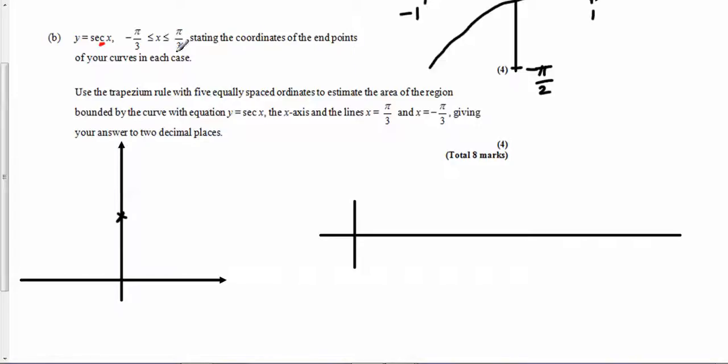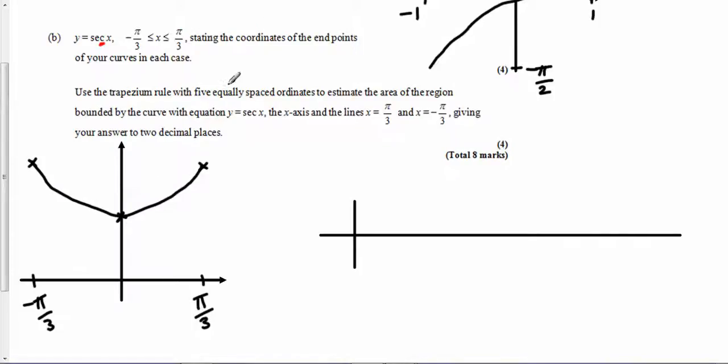When we get to pi by 3, which for those not as comfortable with radians, that's 60 degrees, cos of 60 degrees is a half, but we're doing 1 over cos of 60, so 1 over cos of pi by 3 will actually end up being 2. And similarly, if we do minus pi by 3, then sec comes out as 2. And we get that shape there.